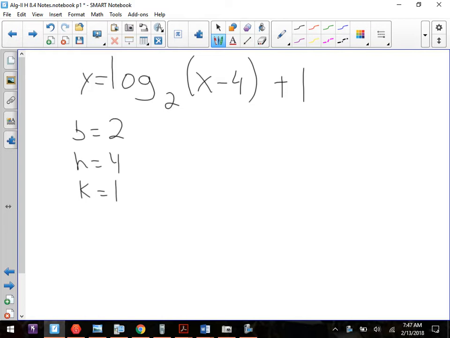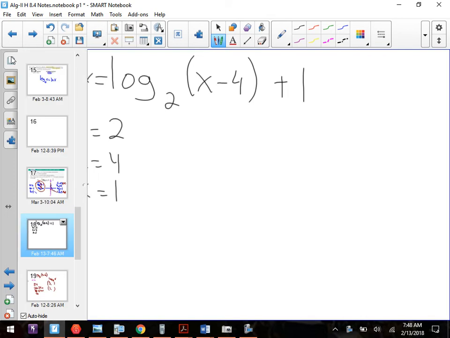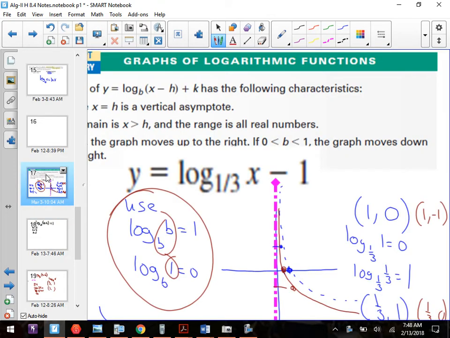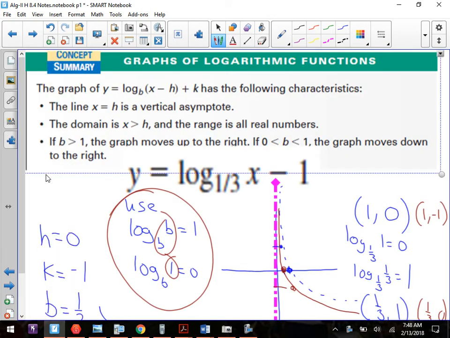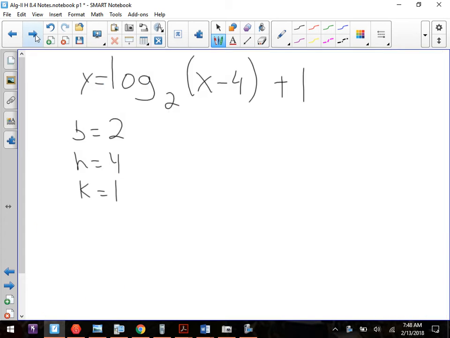Remember yesterday we talked about the direction of the graphs. The direction of the graph was dependent upon your base. It was either going to go up and to the right or down and to the right, depending on whether it was bigger than 1 or between 0 and 1. So let's go back and double check that, because I kind of forgot. Up and to the right, that's kind of what I thought. So this is going to be an up and right. It's going to do that.